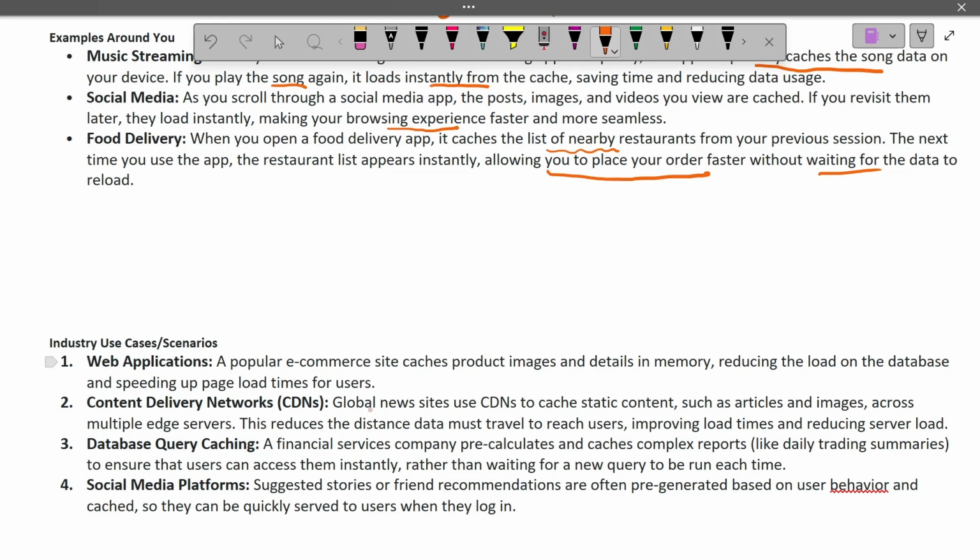If we talk in terms of technical language, your e-commerce site also caches your product images and details in memory. So when you go to Amazon or Flipkart and try to order something, similar to the above examples, they want to reduce the load on the database and speed up the page load times. So they will cache the product details.